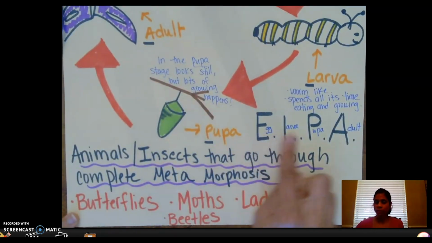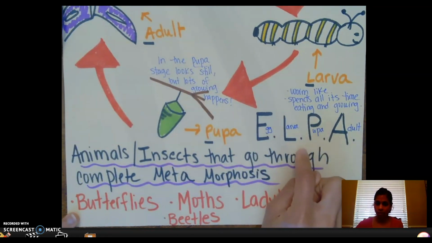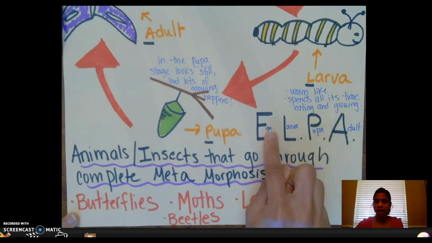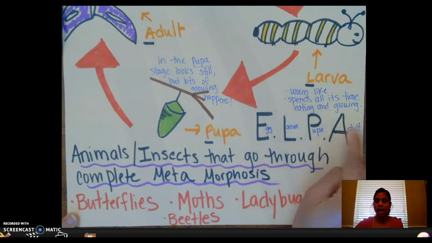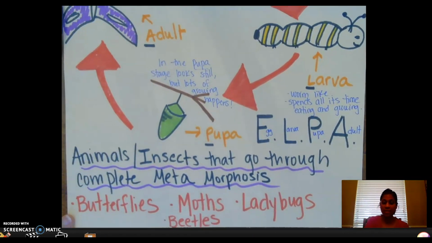So we use the acronym ELPA to remember complete metamorphosis. E for egg, L for larva, P for pupa, A for adult. The 4 parts of the life cycle. And again, these are the different insects that go through complete metamorphosis.